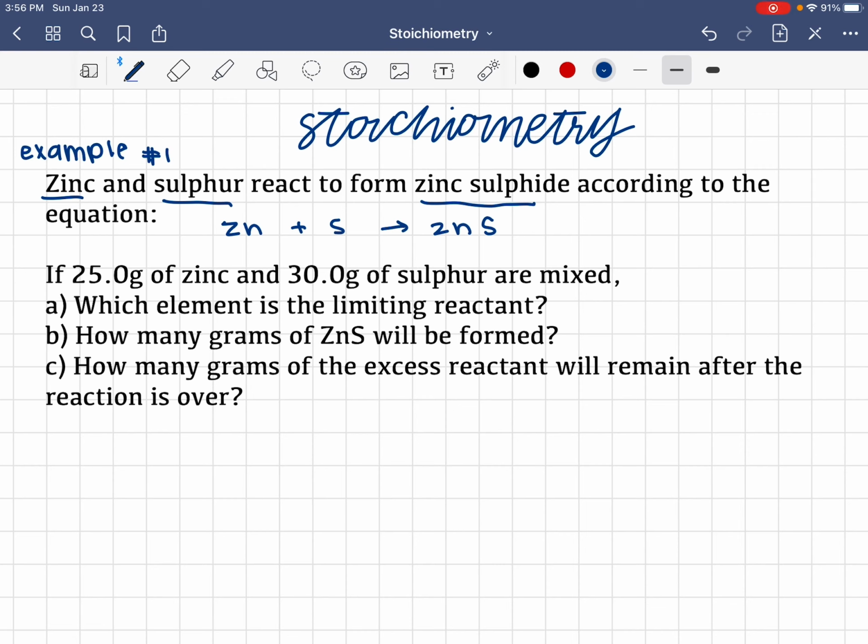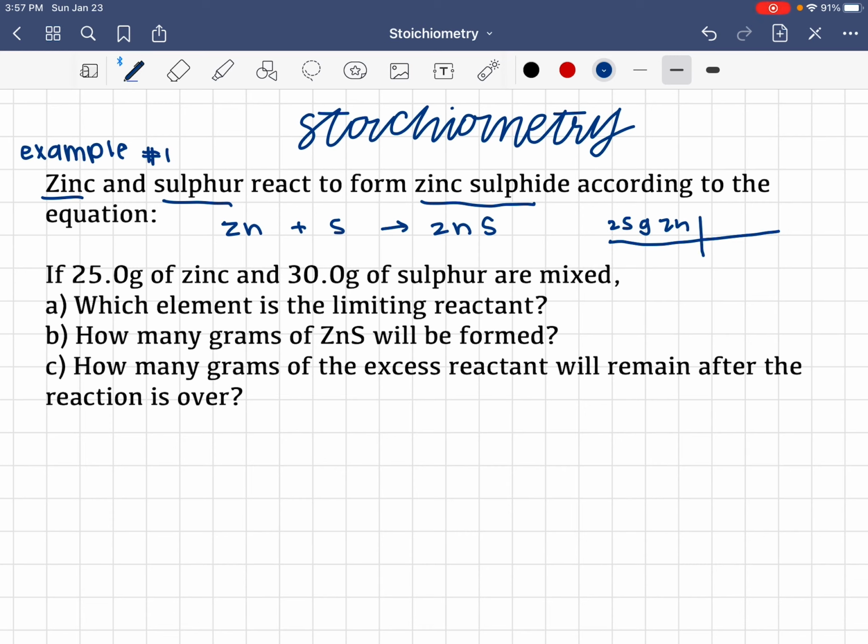Looking at our equation, it's always written in moles. Here we see there's 1 mole of zinc, 1 mole of sulfur, and 1 mole of zinc sulfide. So let's convert 25 grams of zinc and 30 grams of sulfur into moles so we can find our limiting reactant. To do this, we have 25 grams of zinc.